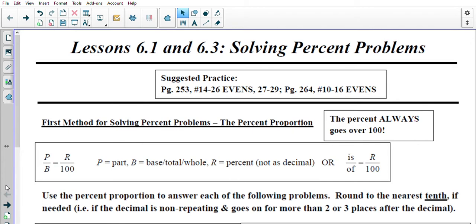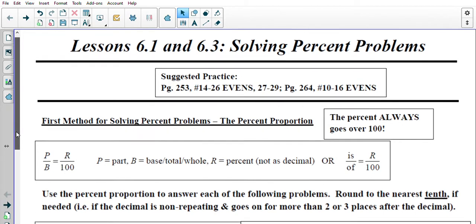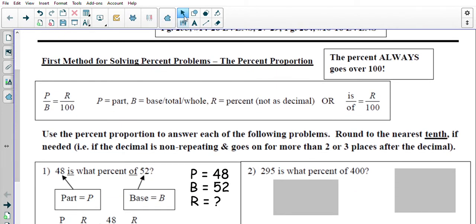Today's video comes from lessons 6.1 and 6.3 guided notes on solving percent problems. So we're going to talk about two different methods for solving percent problems. The first is the percent proportion, and it's something you're going to need to memorize. So the percent proportion I'm going to highlight here in the box is P over B equals R over 100.